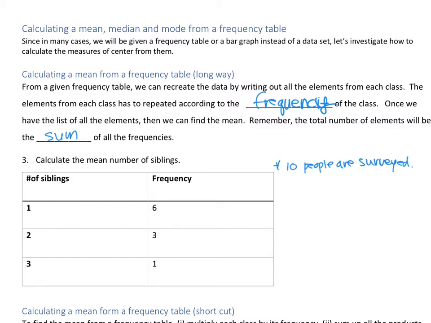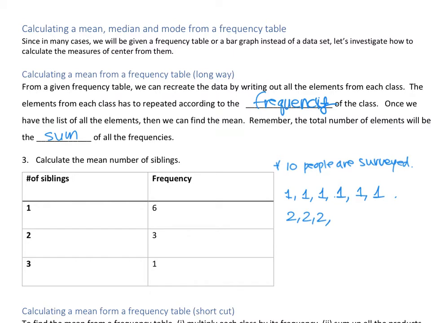So let's interpret what the first line is. 1 sibling, frequency is 6. That means there are 6 people who have 1 sibling. If I were to recreate the data set, it'll be like this: 1, 1, 1, 1, 1, and 1. So there are 6 people. And then what's the next one? The next class has 2. These people have 2 siblings. How many are there? 3 people with 2 siblings. So that'd be 2, 2, 2.